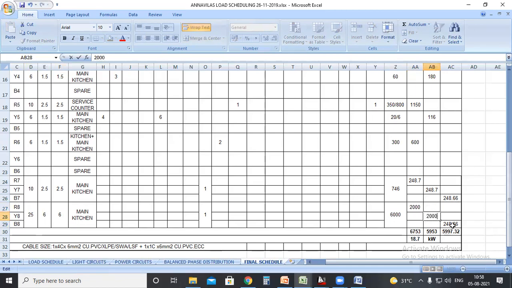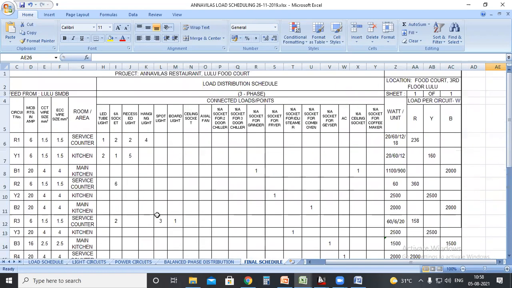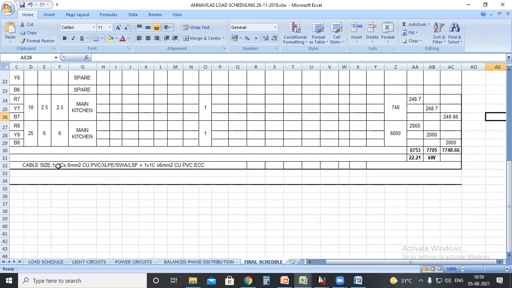So based on this particular load schedule, we need to select the distribution board. We'll get a clear picture regarding the distribution boards, circuit breakers, and distribution board main incomer. All the details we'll be getting from the final schedule. You can see the main incomer. Here we have taken 1 into 4 core into 6 core mm.